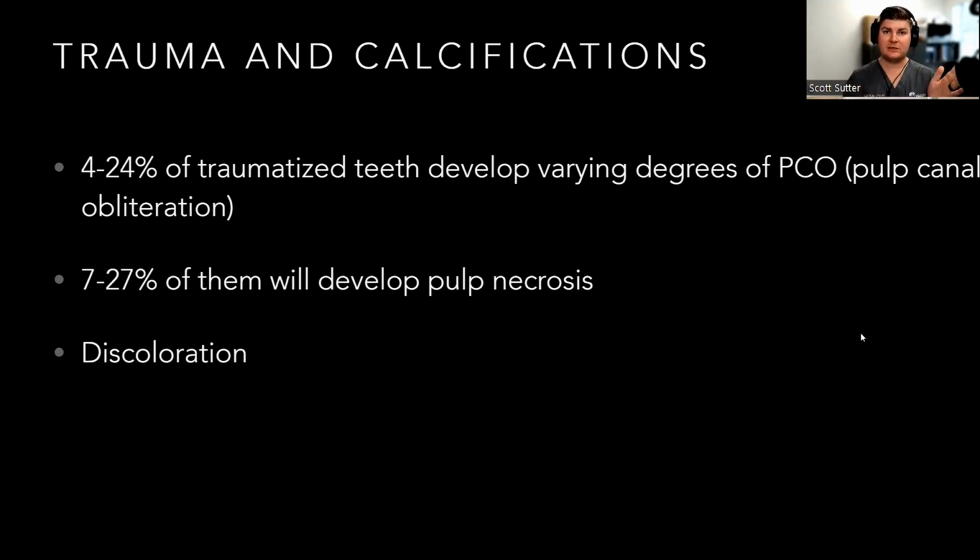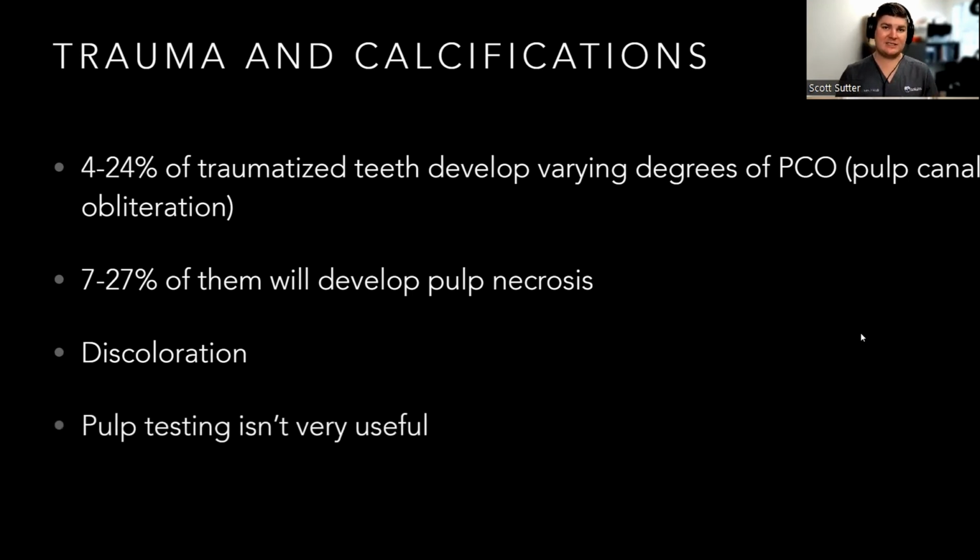As we see pulp canal obliteration, the teeth usually are going to turn either orange or brown. And that's because when tertiary or reactive dentin forms, it forms much faster than your primary or secondary dentin. And so the crystalline structure isn't as neat, and it absorbs more light. And so that's why we see discoloration in trauma cases. It's not just that the dentin has formed more and it's showing through. It's that the dentin is irregular, and so it absorbs more light, and that's where the discoloration comes from.